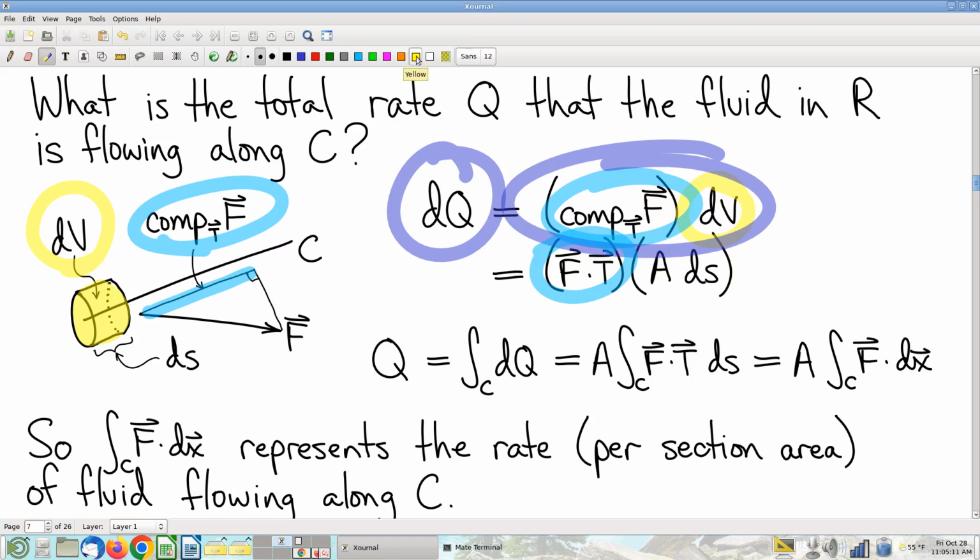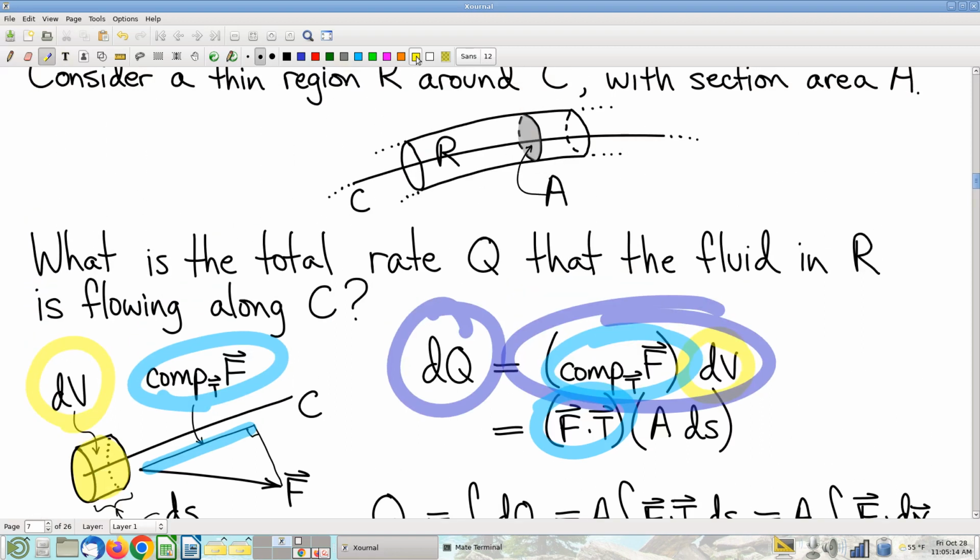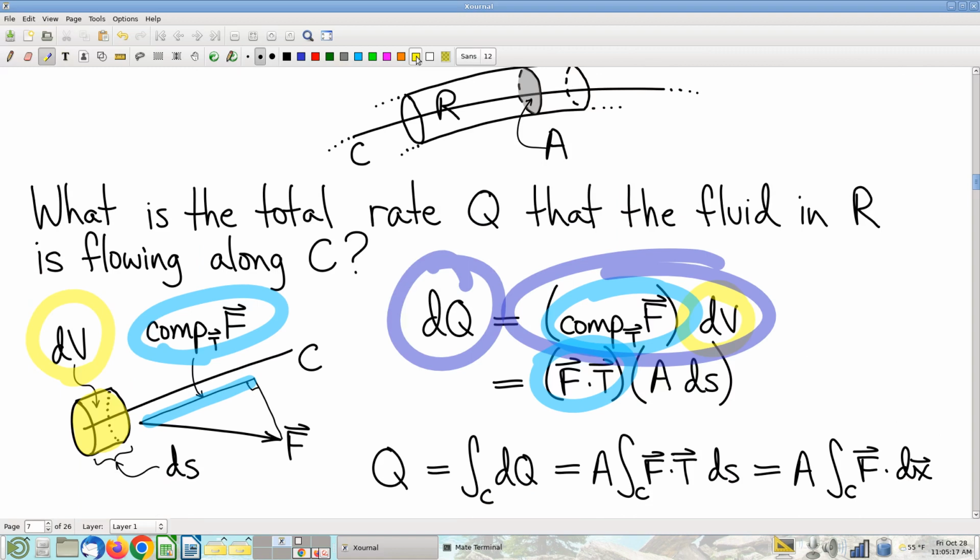And I can rewrite this bit of volume here. This little bit of volume I claim is area times ds, because that cross-sectional area is right there, and then ds is the length of a little piece of curve there. Looking at this picture, you can see that this volume is the cross-sectional area times that ds. So I can rewrite dV accordingly. Is that all right?